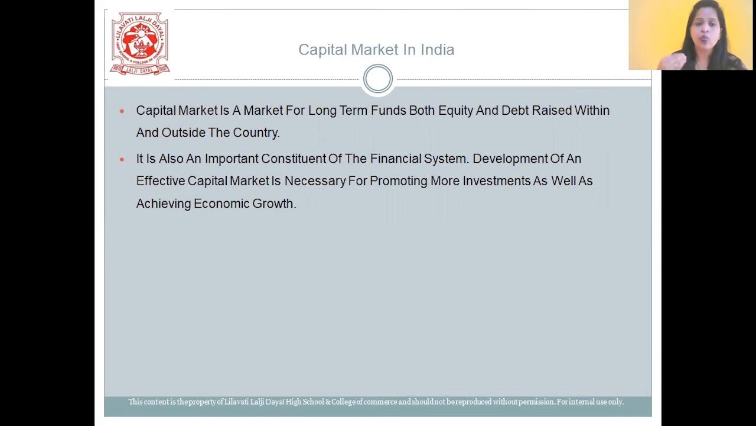So what is capital market? Capital market is a market for long-term funds, both equity and debt, raised within and outside the country. It is also an important constituent of the financial system, students. Development of an effective capital market is always necessary for promoting more investment as well as achieving economic growth. So what is capital market? It is a market for trading long-term funds. Money market was trading short-term funds, and capital market is used for trading long-term funds.